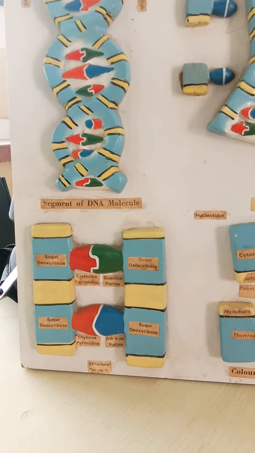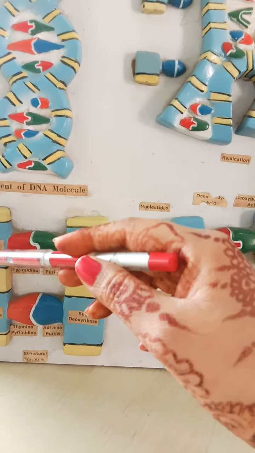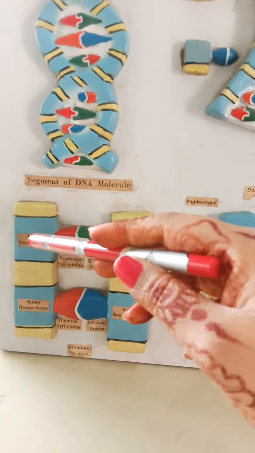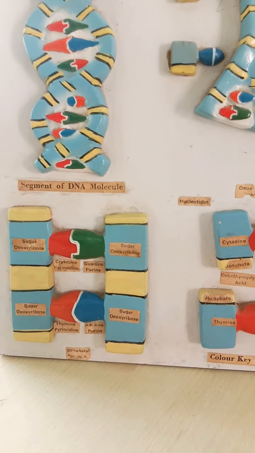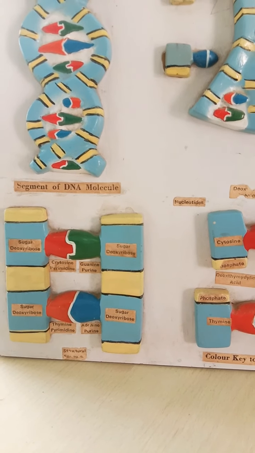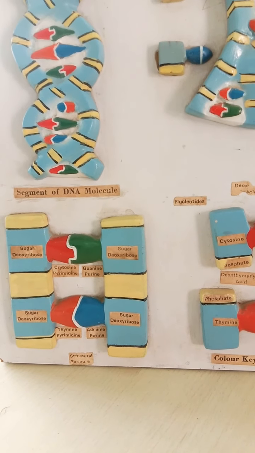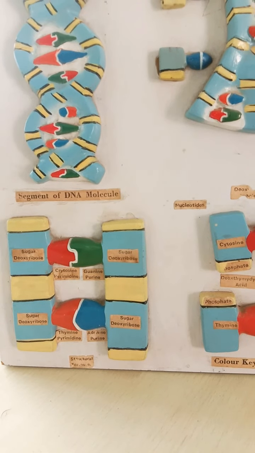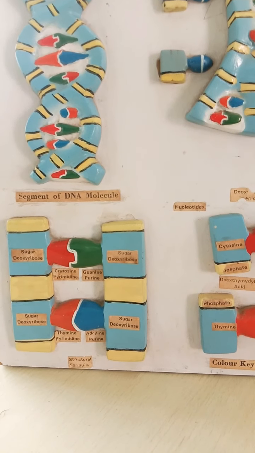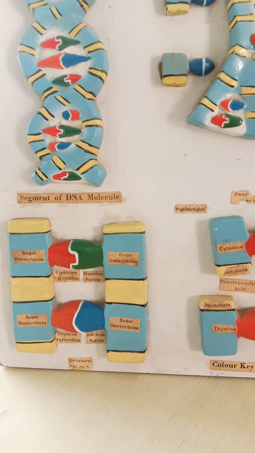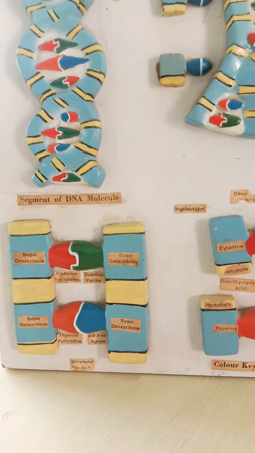And moreover, in the deoxyribose sugar there is no OH present at the second prime position. That's why it is called 2' deoxyribose sugar, which gives more stability. In RNA, OH is present at the second prime position of the sugar. That's why it is catalytic in nature and is not regarded as a stable genetic material.